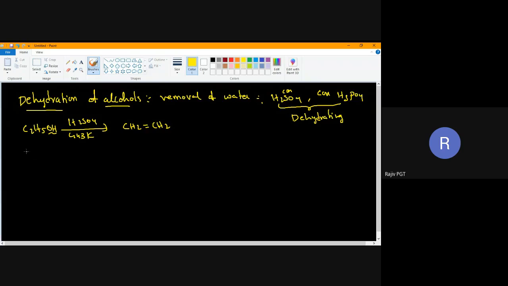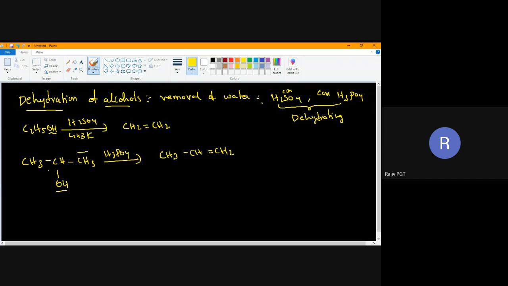When we take a secondary alcohol, what is going to form? CH3CHOHCH3 with H3PO4. From here also an alkene will be formed. From here OH is removed, and from here a hydrogen is removed. So you will get CH3CH=CH2. This is a primary alcohol, this is a secondary alcohol.